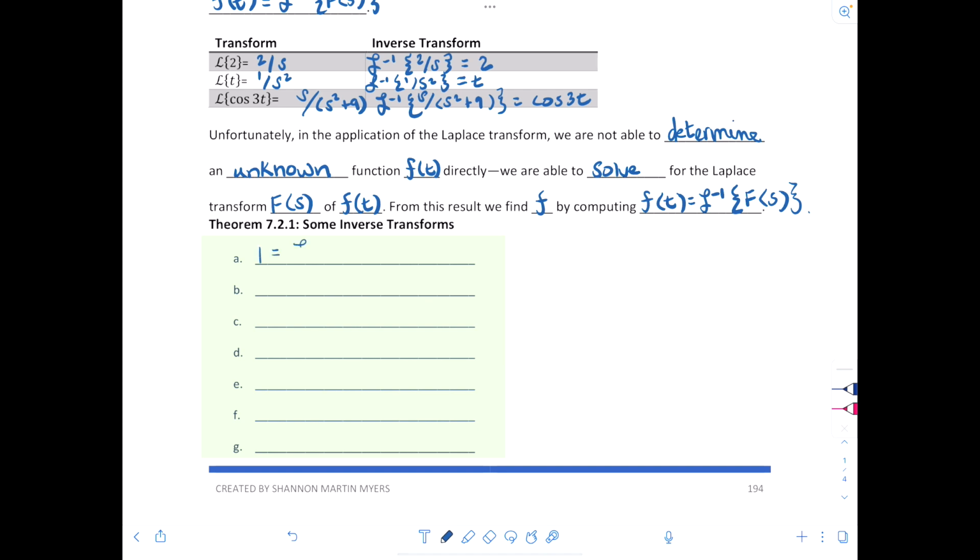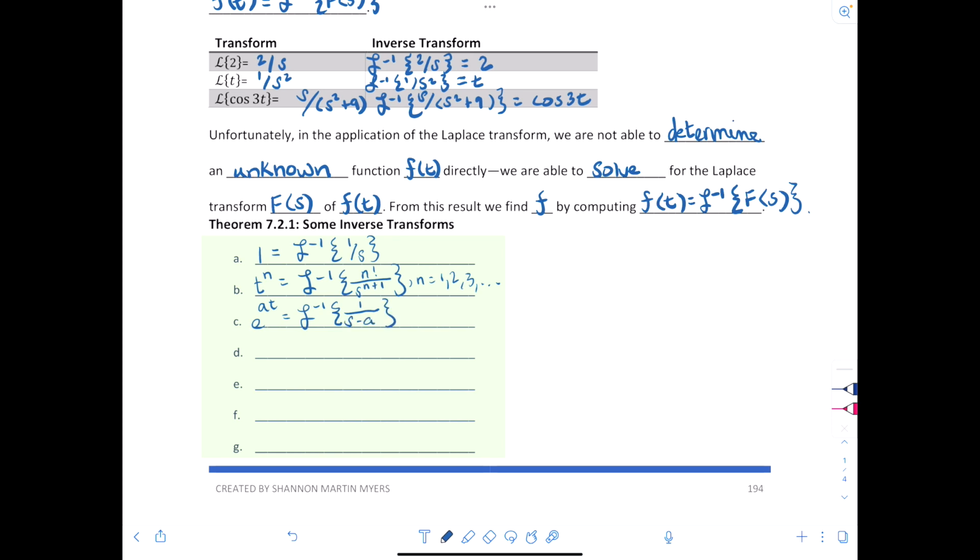Some inverse transforms that will be handy to know. 1 is equal to the inverse Laplace transform of 1 over S. T to the n is equal to the inverse Laplace transform of n factorial over S to the n plus 1, and that's for n equal 1, 2, 3, and so on. E raised to the AT would equal the inverse Laplace transform of 1 over s minus a.